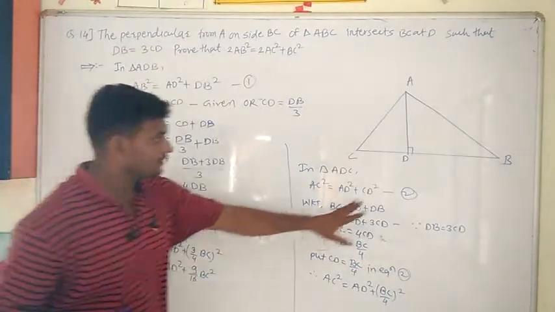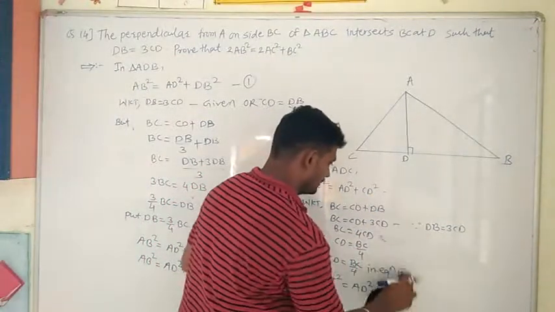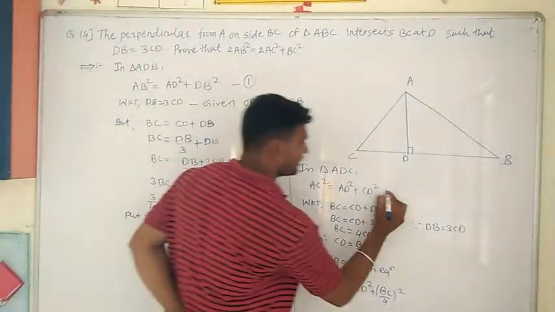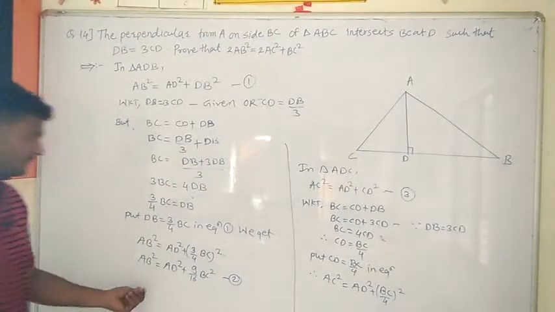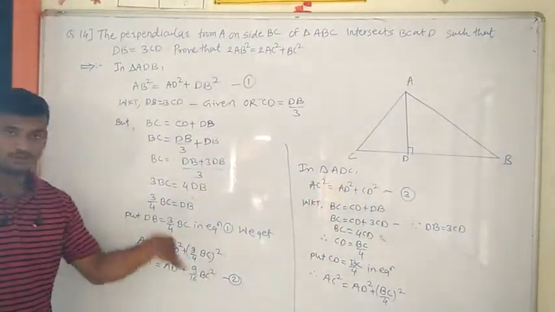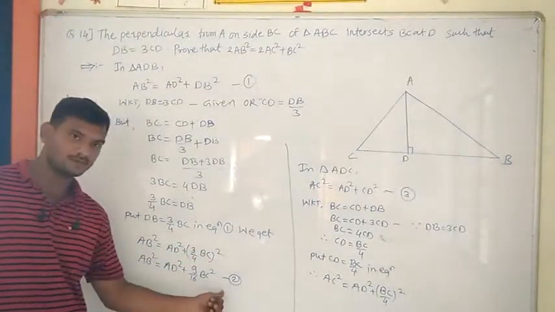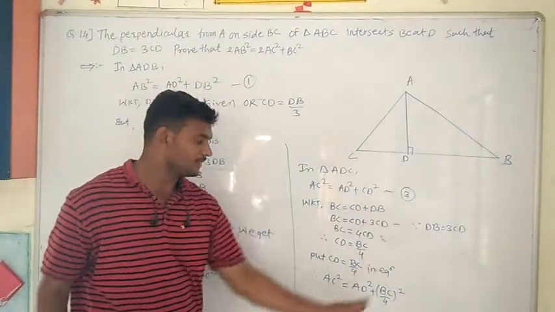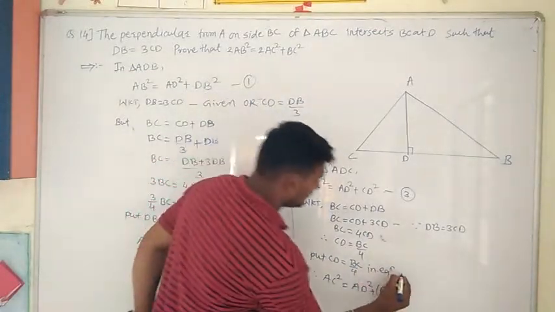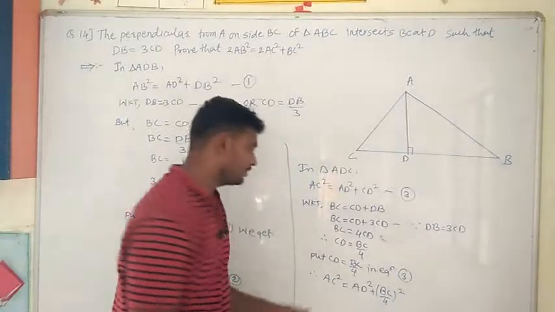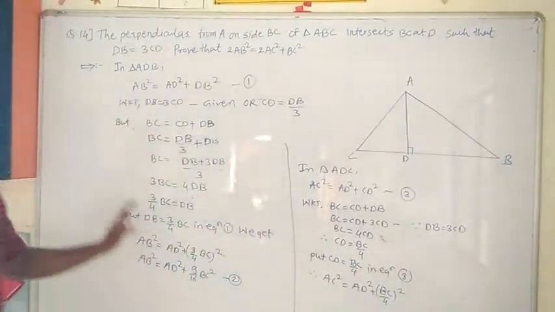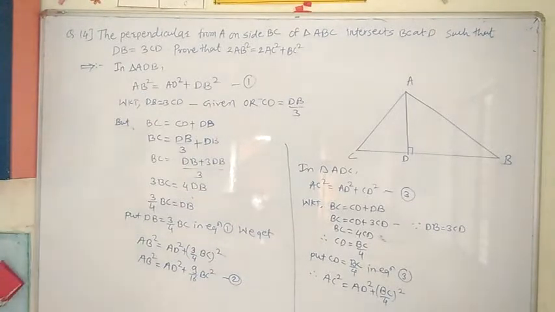Sorry, see here. Don't mark this as equation number 2. First, mark this as equation number 2 and this as equation number 3. Because we need this equation number 2 in the further step. Therefore, mark it as equation number 2 and this as equation number 3, and we will solve further. First, we have to put CD is equal to BC by 4 in equation number 3. Copy down this and after that, we will solve the next steps.